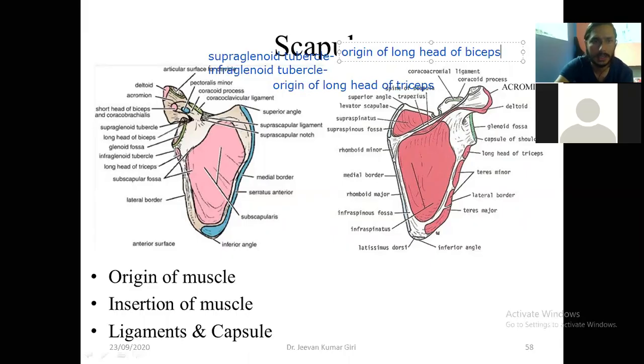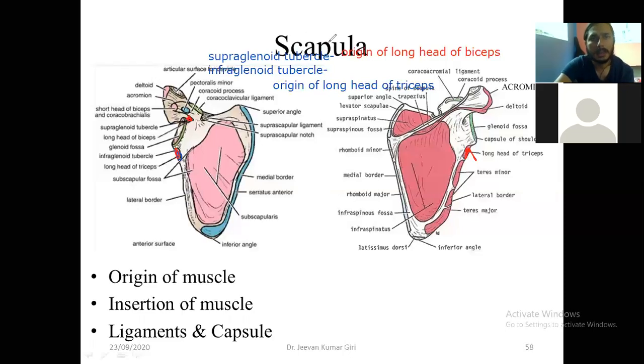There is the origin. So you can see here, this is the triceps, the site of infraglenoid tubercle. So you will find here the triceps muscle origin. Okay, the origin should be with a red color. So here you can see, red color. So this is the infraglenoid tubercle. So there is the triceps muscle, a long head of triceps. Similarly, here will be the long head of biceps. Okay, so supraglenoid tubercle, infraglenoid tubercle, two muscles.